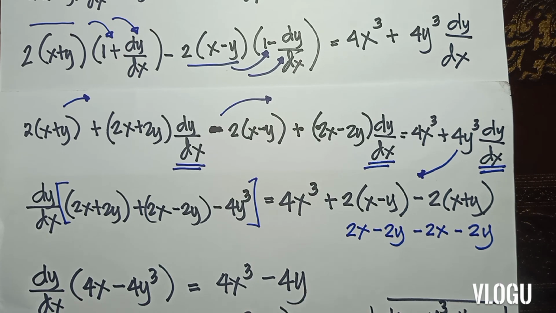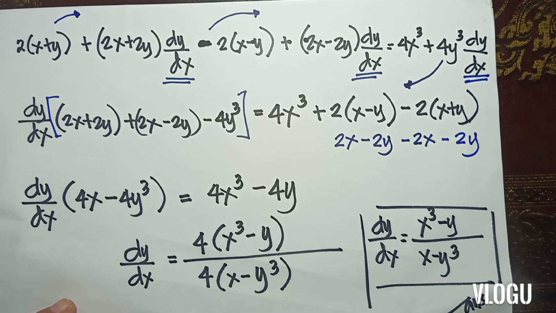So the final answer here, we have dy over dx, that is equal to 4 times (x cubed minus y), because 4 is common. So do the same with the other one. 4 is common, so 4 times (x minus y cubed). You can cancel 4. That's the reason the final answer is (x cubed minus y) over (x minus y cubed). That is now the final answer.